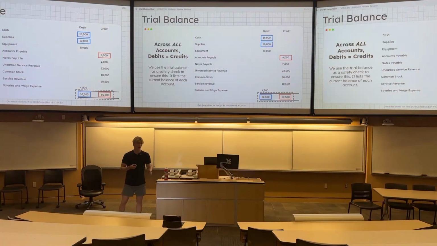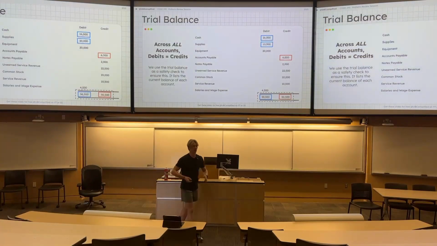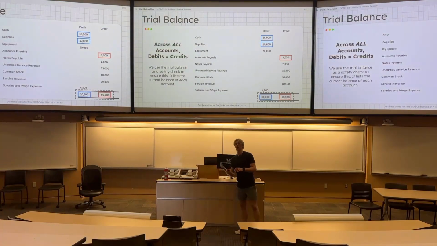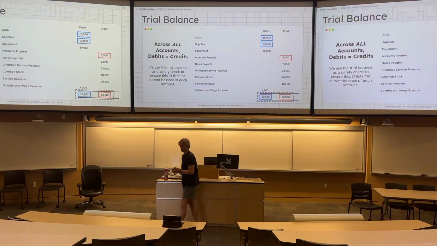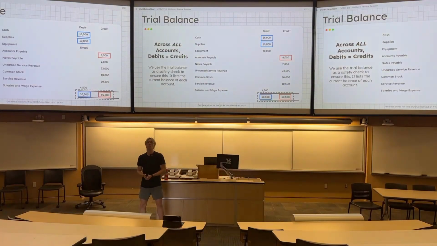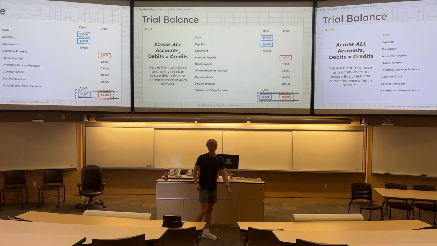If for some reason debits do not equal credits, you made a mistake, something messed up. So across all accounts, if they don't add up, something's wrong, fix that because it's bad. And this is basically what we call a trial balance, to see if all of our debits equal all of our credits across all of our accounts.